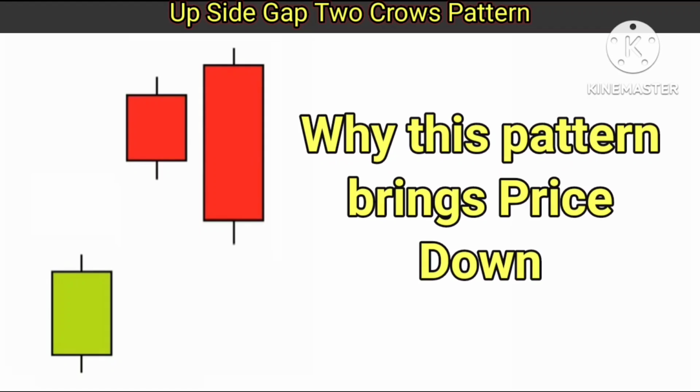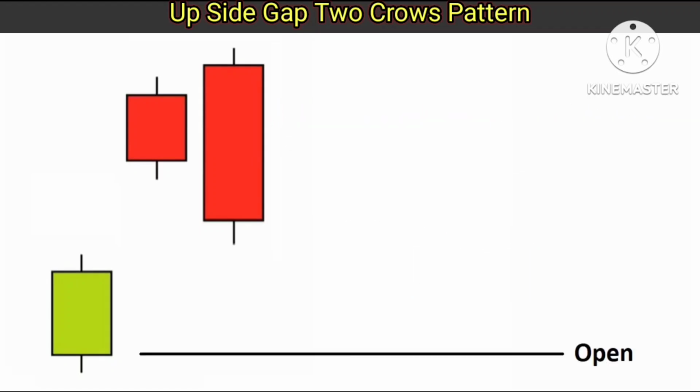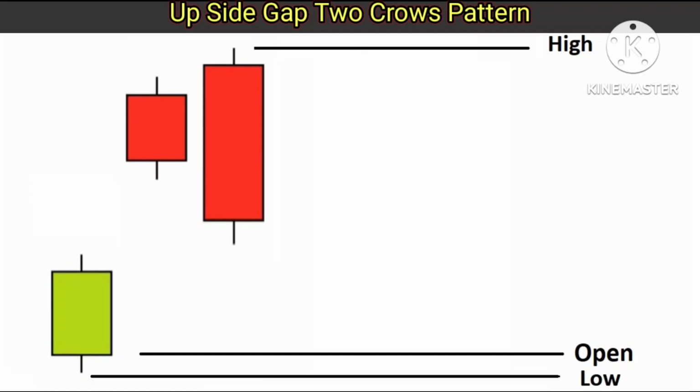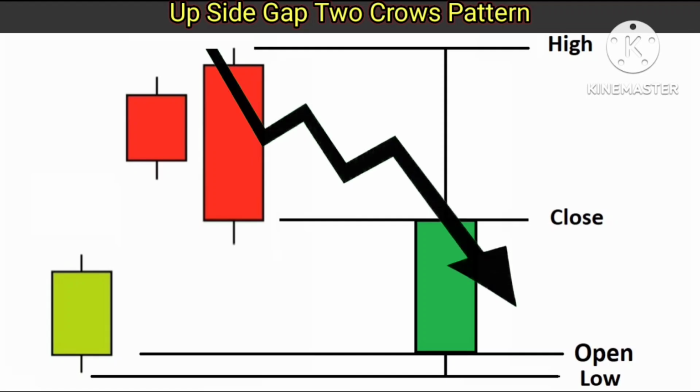Let's see why this pattern brings price down. If you mark the open of the first candle of this pattern and then mark the high and then the low of this pattern, and in the end mark the close of this pattern, then you will see that this pattern is forming a strong inverted hammer, and you may know that at the top the inverted hammer brings the price down.